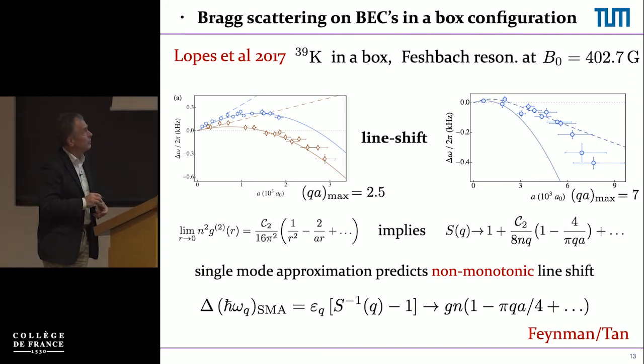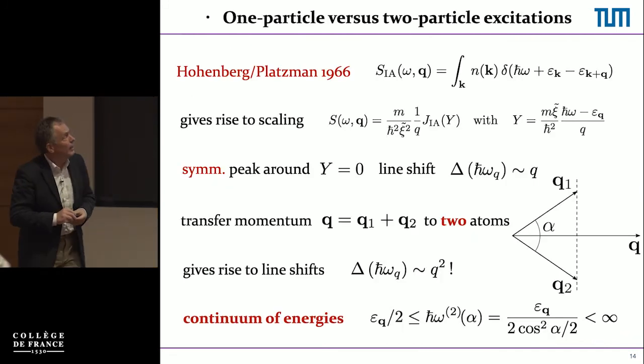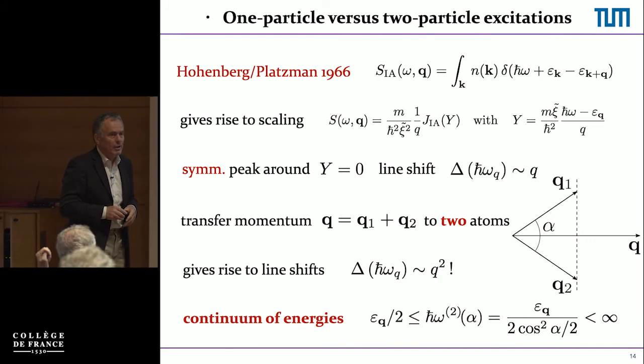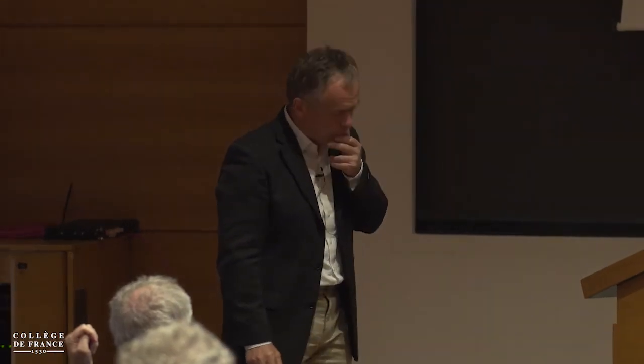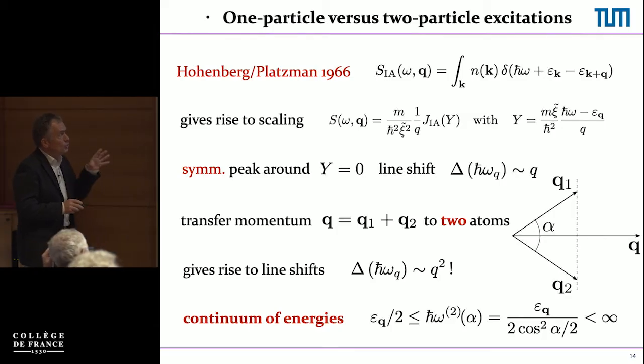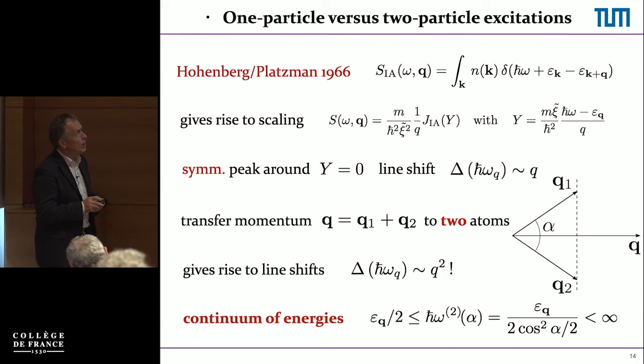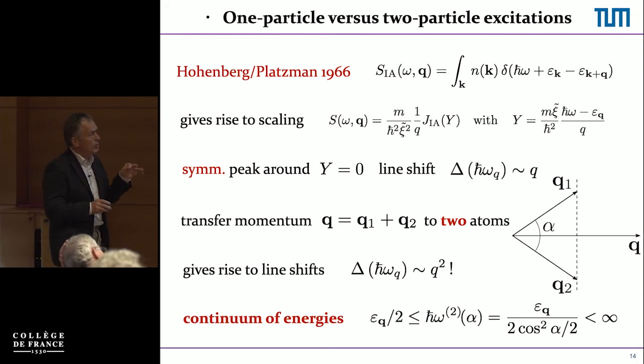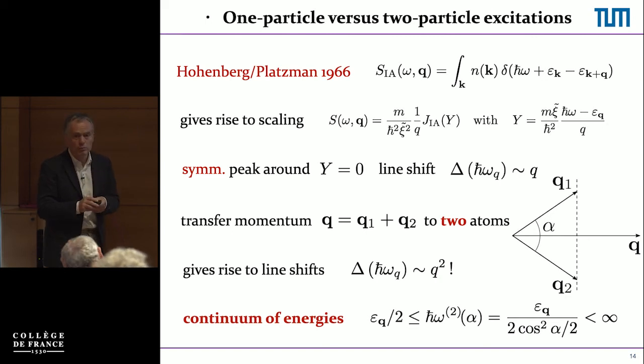And the physics, I believe, is quite different from this story. The physics has to do with old things that Hohenberg and Platzmann started in the 60s in understanding scattering on strongly interacting gases in the regime of high momentum transfer. At high momentum transfer, you can say, maybe I can neglect the interaction. I just assume I have a certain momentum distribution, and from this momentum distribution, I take out a particle with momentum k and transfer it to momentum k plus q.